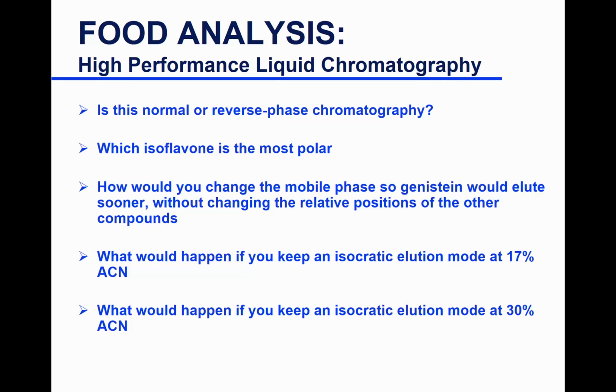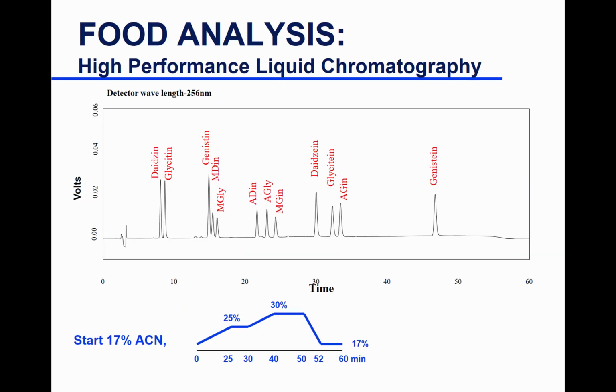How would you change the mobile phase so that genistein, which is the least polar, the one at the last, would elute sooner without changing the relative positions of the other compounds? Let me restate. We don't want to change where these are coming out because some of them are really close to each other, and we don't want to mess up the resolution. But there is about 15 minutes or so between this one and this one. If we want to make this one come out sooner so that my run is shorter, what can I do to my gradient? Yes, Nathan?